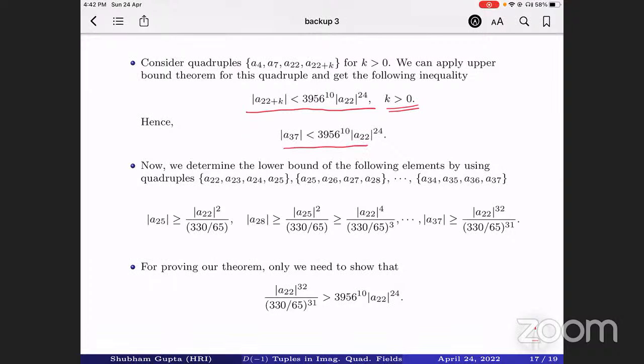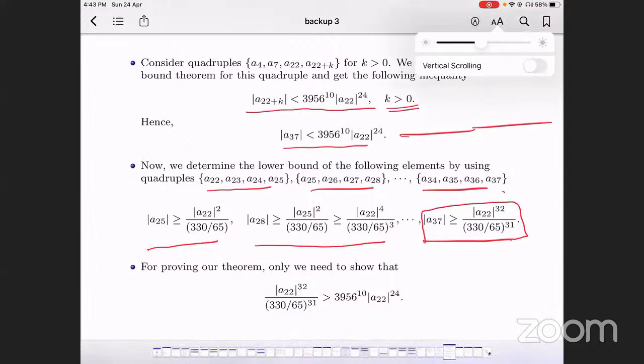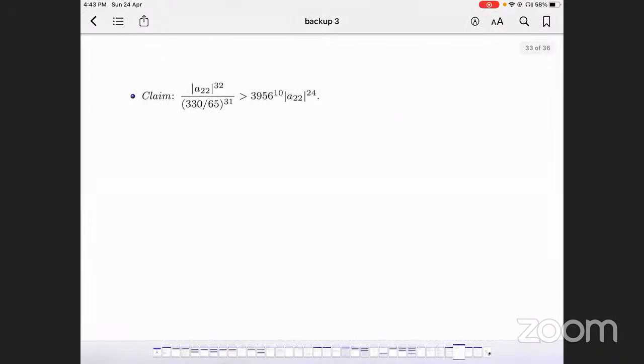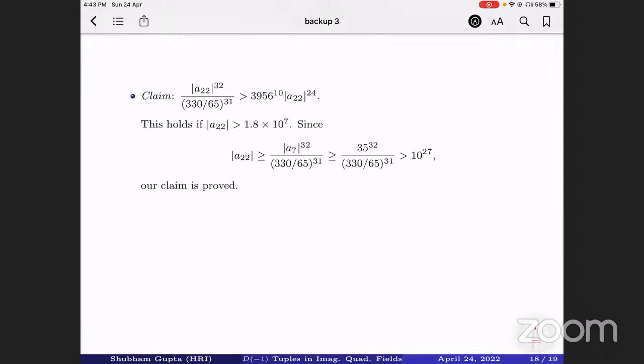Now again we apply the lower bound theorem on these quadruples, and from here we can get these inequalities. So till now we have this inequality and this inequality. For proving our main theorem, we need to only show this inequality. So we claim this inequality.